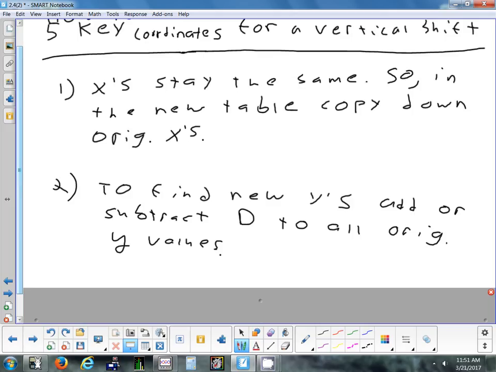Okay, any questions on the two steps? Right, so we'll finish up with 2 examples. We'll do one that shifts up. We'll do another one that shifts down. And we'll try to do one with sine and one with cosine.